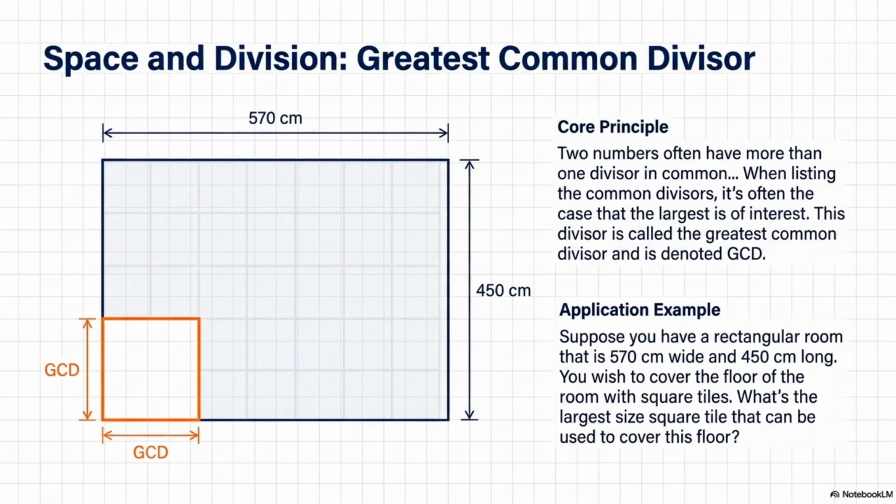Right. So we build the factor trees. 450 breaks down into 2 times 3 squared times 5 squared. That's its chemical formula. And 570 breaks down into 2 times 3 times 5 times 19.